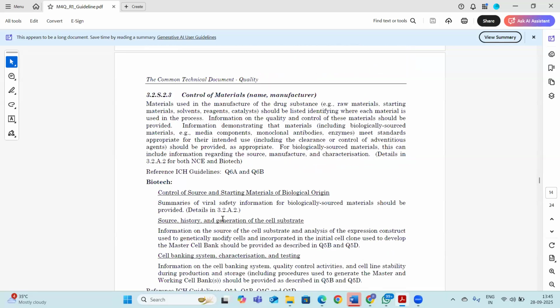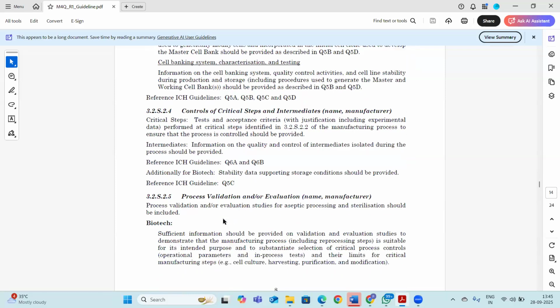Once that's done, you have to submit data related to control of materials, where all the materials used in the manufacture of the drug substance should be listed, identifying where each material is used in the process. So you can refer to Q6A and Q6B guidelines for more details on the control of materials. For biotech, there's different data that needs to be submitted and different ICH guidelines that needs to be referred to.